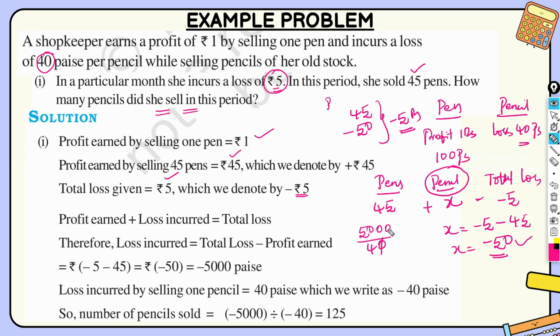The 0 gets cancelled. 4 ones are 4, 1 is the remainder. 4 twos are 8, 2 is the remainder. 4 fives are 20. So that is equal to 125. Let me divide again, 5000 by 40: 40 ones are 40, pull down the 0, 4 twos are 80, 20 remainder, pull down 0, 4 fives are 200, 0. Thus we get the number of pencils sold as 125.